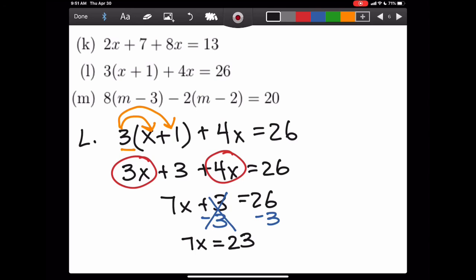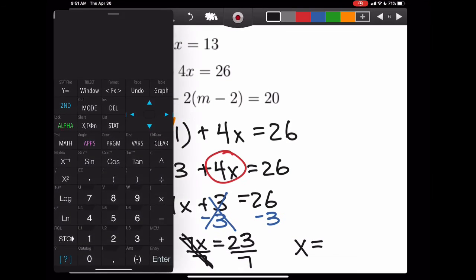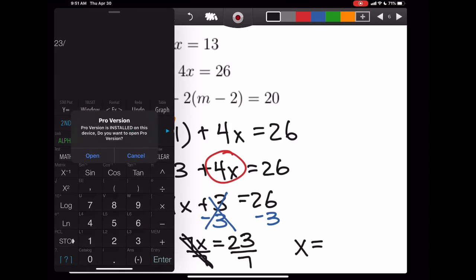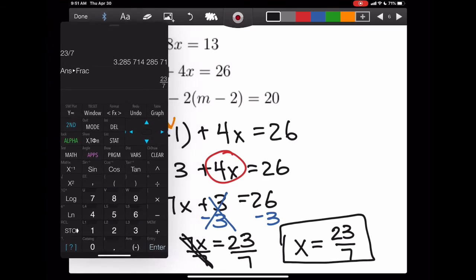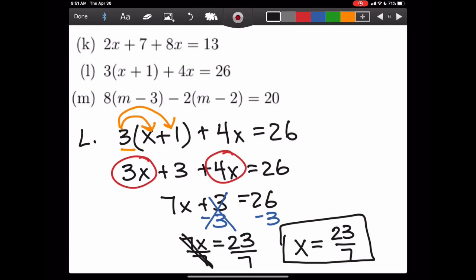Divide by 7 on both sides. I'm trying to isolate that x. And I'm left with x is equal to 23 divided by 7. 23 divided by 7 will give you a fraction. Math, enter, and it does not reduce. That will be your answer for L. Let's look at M real quick.